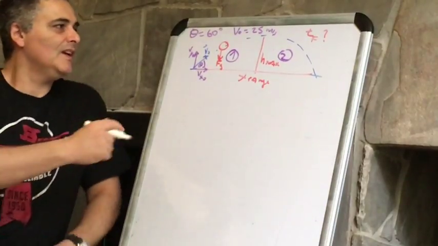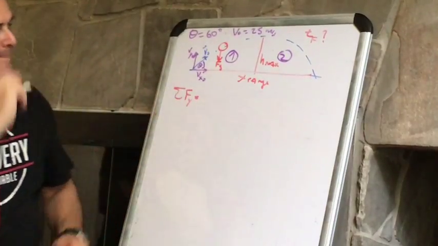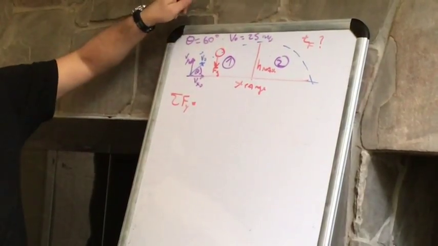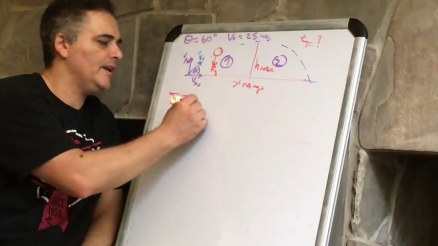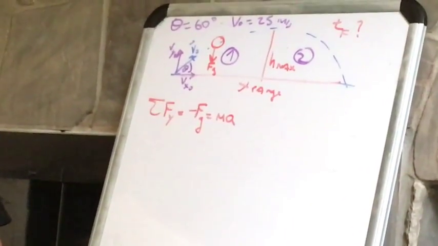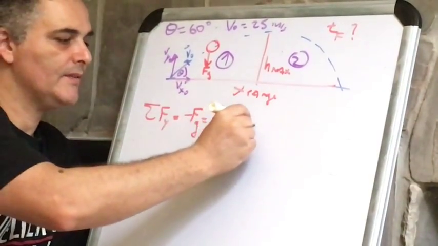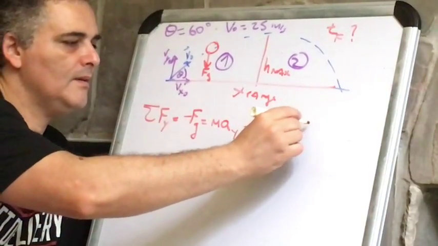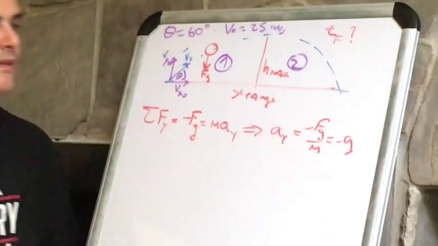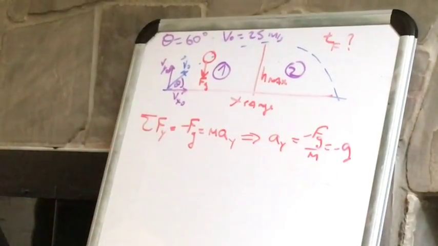If we look at the y direction first, the sum of all forces in the y direction: it's moving in this direction, so I'm going to consider this positive motion for this part. But gravity is in the opposite direction, so I can say negative Fg equals mass times acceleration. If I divide by m on both sides, I have my acceleration in the y direction. So ay equals minus Fg over m, which equals minus g. Fg is always mg, so the m's cancel, and I'm left with negative g.